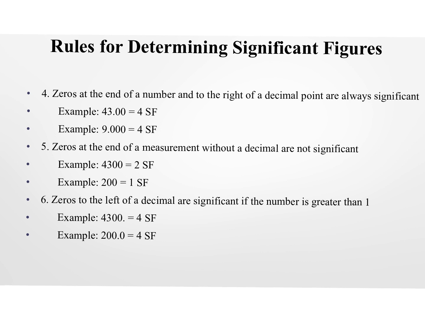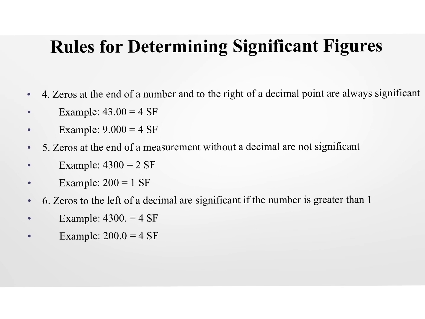Okay, rule number 4 is zeros at the end of a number and to the right of the decimal point are always significant. So my example is 43.00. All 4 of those are significant. So by adding the 0.00, that's saying that you had some sort of measuring instrument that could actually measure it to that hundredths place. Okay, so you have exactly 43.00 of whatever your unit is. Okay, so therefore they're significant.